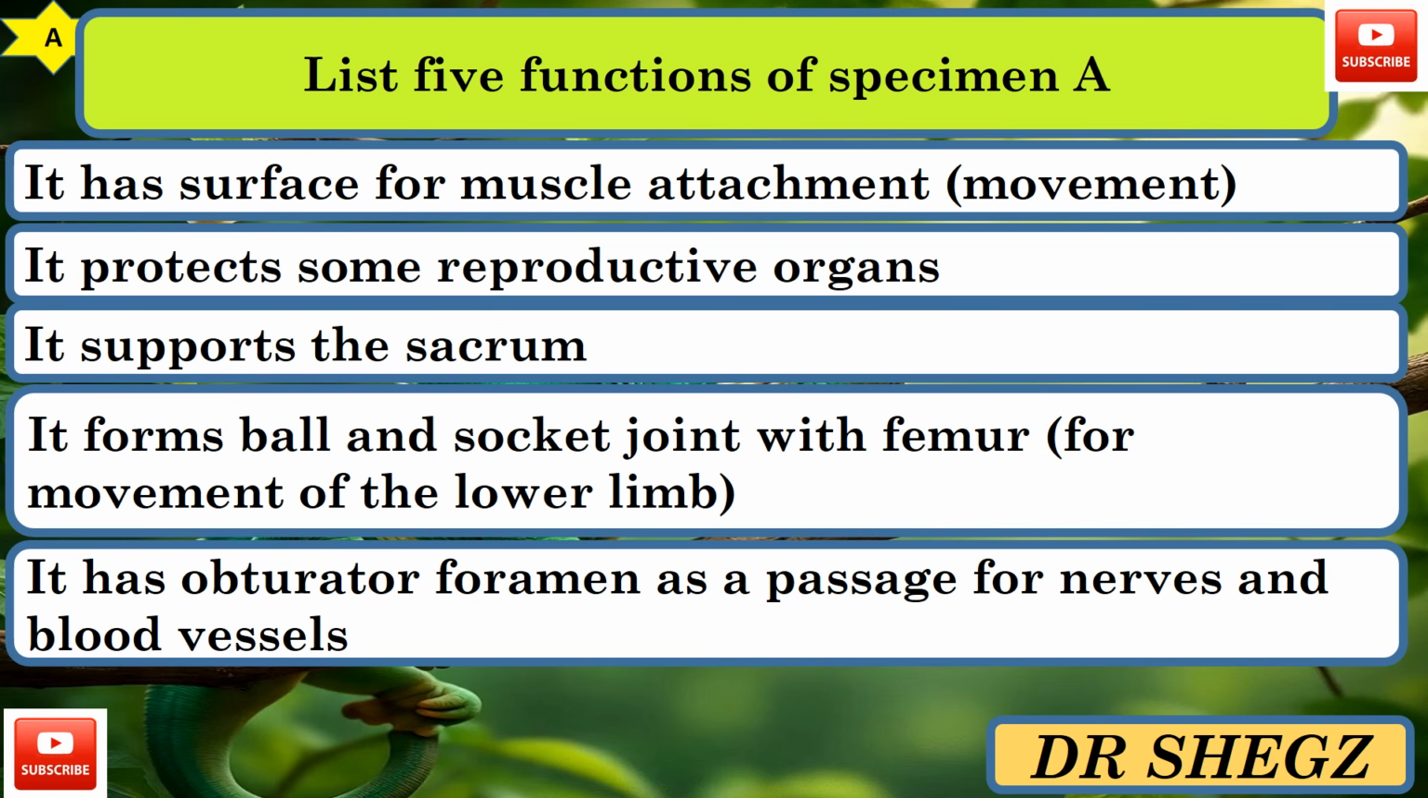List 5 functions of specimen A. Functions of the pelvic girdle: provides surface for attachment of muscles, protection of reproductive organs, support for the sacral vertebra, and of course forms a ball and socket joint with the femur. So they could ask what type of joint is formed between the lower limbs and the specimen. Of course, it's a ball and socket joint. And you also have the obturator foramen, which is for the passage of blood vessels.